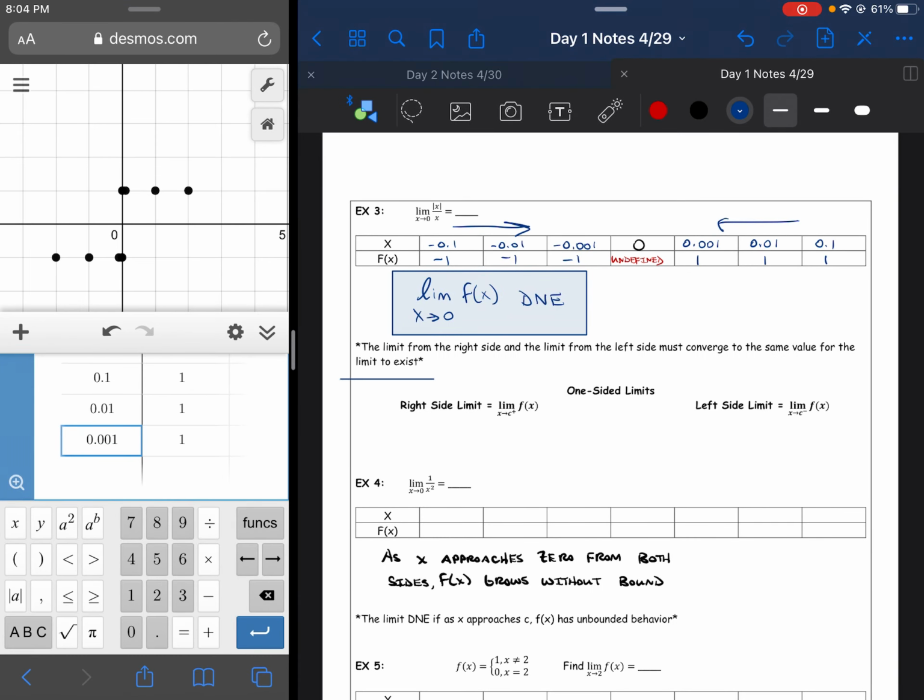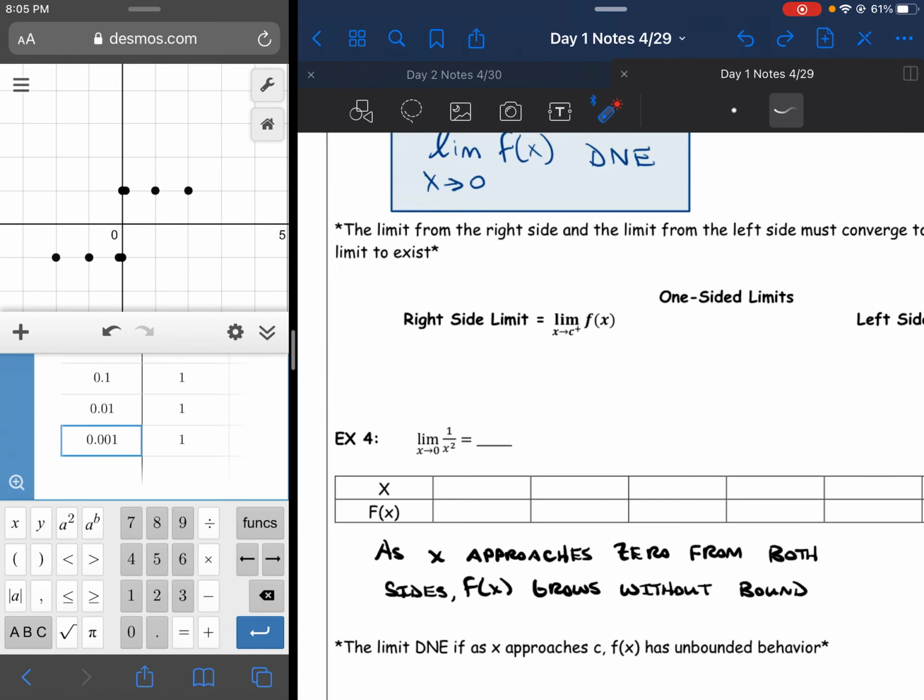So on the left, the limit is converging to negative 1. On the right, the limit is converging to positive 1. These two numbers are not equal to each other, so the limit as x approaches 0 does not exist. The left and the right side limit are not equal to each other. Okay, let's try another one.